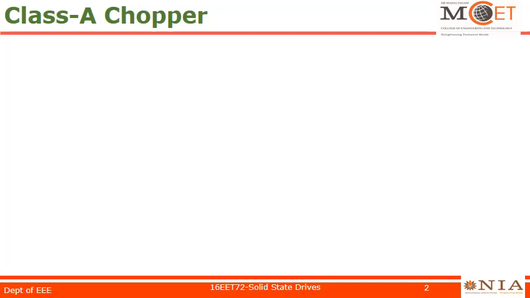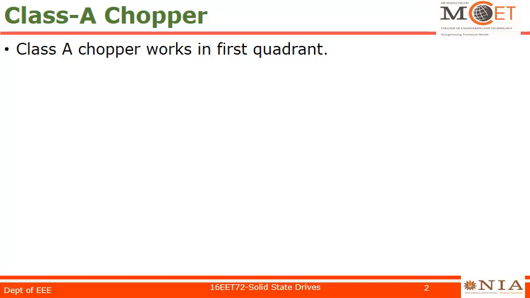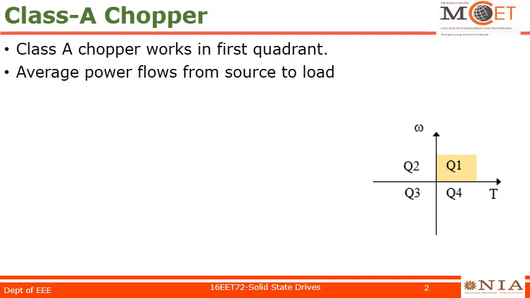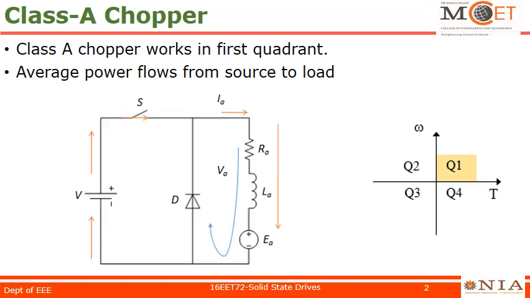Before moving to the class C chopper, the continuation of class A and B needs to be revised, because the combination of class A and B forms the class C chopper. We learned the class A chopper: it works only in the first quadrant, because it delivers power, and the power flows from source to load. You can see the diagram.